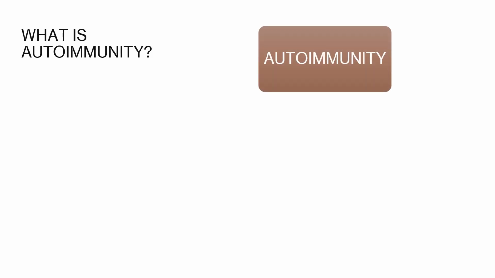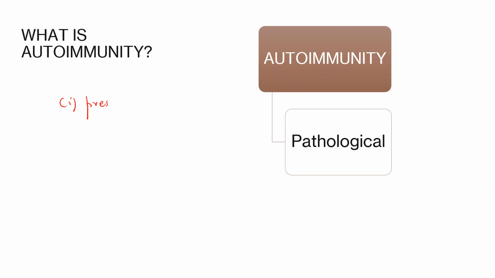So how exactly do we define autoimmunity? Autoimmunity can first be defined pathologically. Pathologically, its definition can be divided into 3 parts. First, it is the presence of an immune reaction which is very specific to a particular antigen or a tissue.